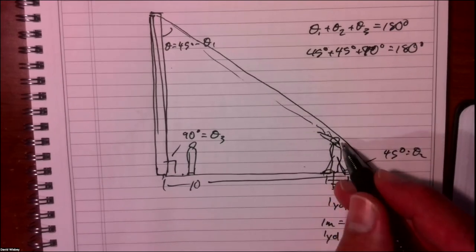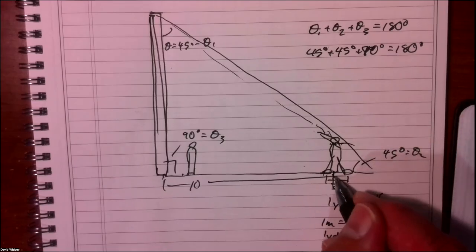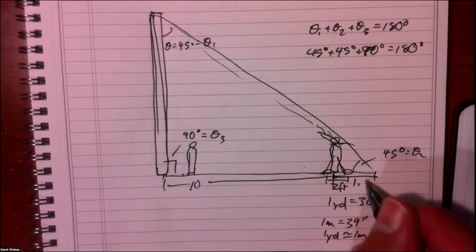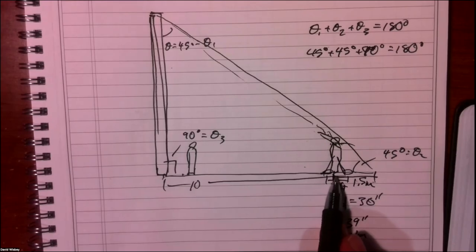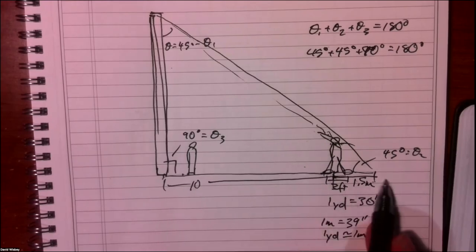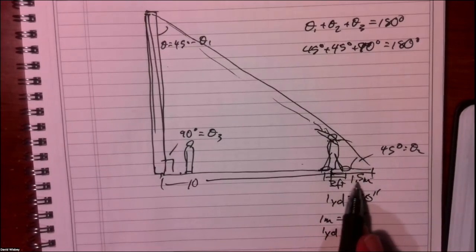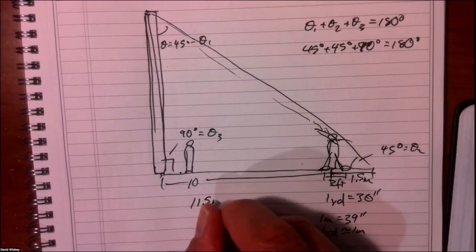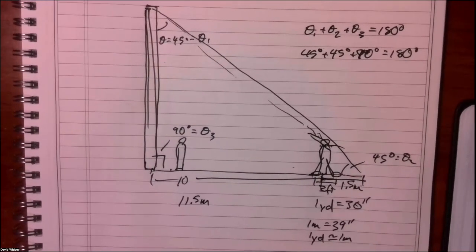And this part was also 1.5 meters right there. So if I took the distance over here, this would be 10 meters and then a little bit more, because my height matters too. So I had 1.5 meters plus 10 meters. That gives me 11.5 meters, so I think my telephone pole is 11.5 meters tall. That seems pretty reasonable.